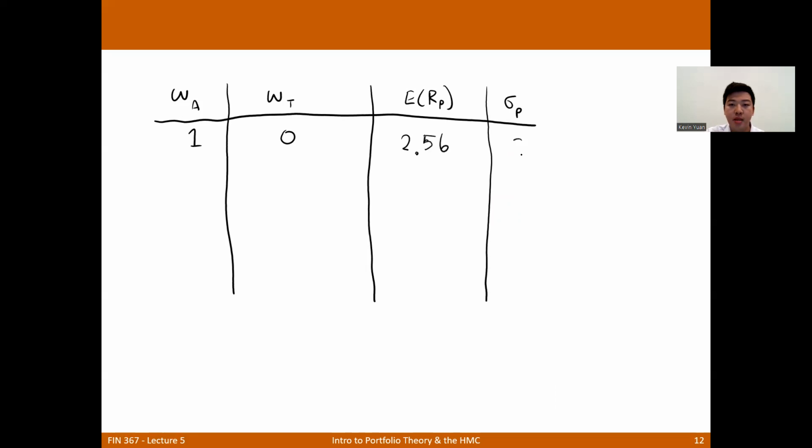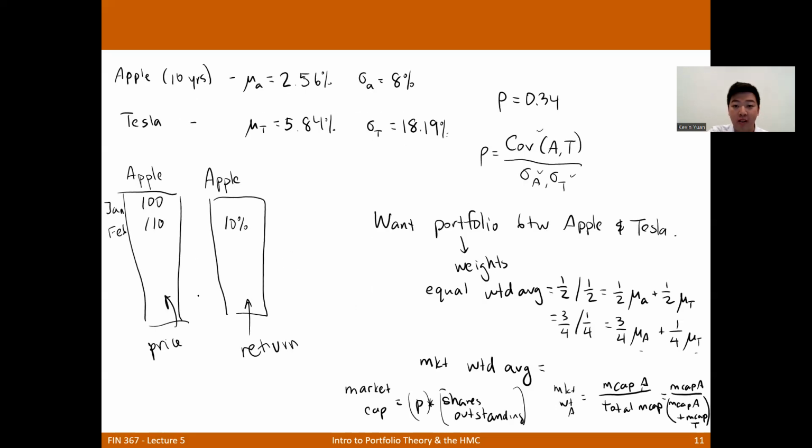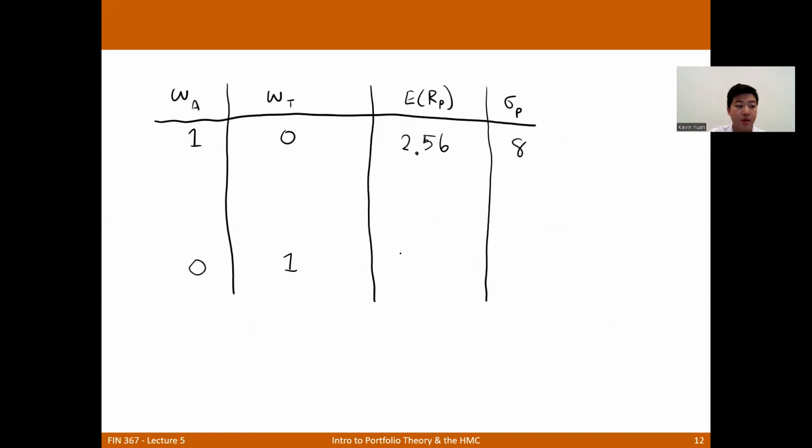Okay, and likewise, let's say I went 100% Tesla and nothing of Apple. Well, my portfolio would look exactly like Tesla because I'm all in on Tesla. So my portfolio's average return would be 5.84 and 18.19 would be the standard deviation. Okay, so that would be 5.84 and 18.19.